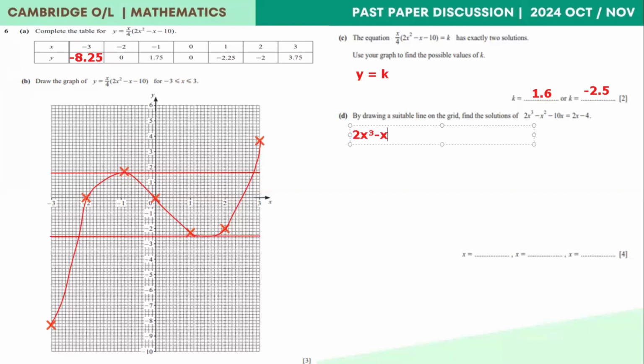2x cube minus x square minus 10x equals 2x minus 4. So from this format, you should somehow make your y. From this format, you should go to your y equation, that is x over 4 bracket 2x square minus x minus 10. So it's possible.